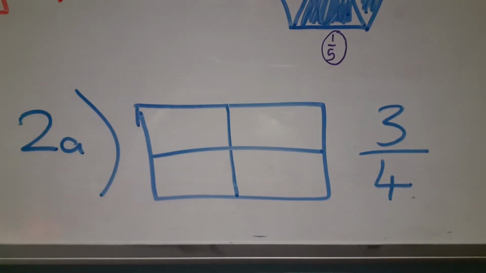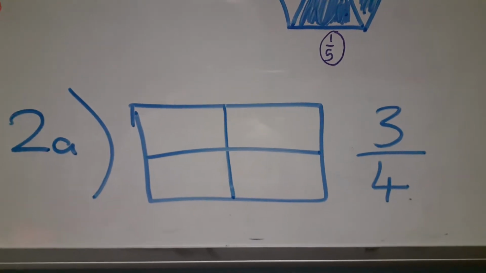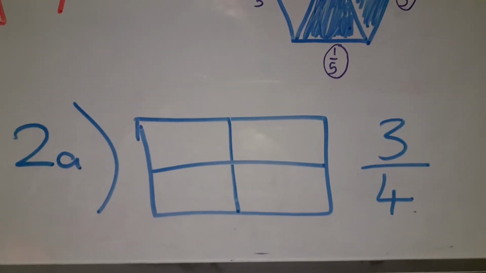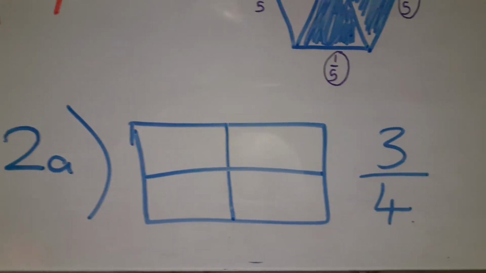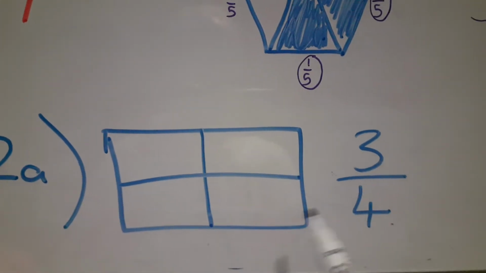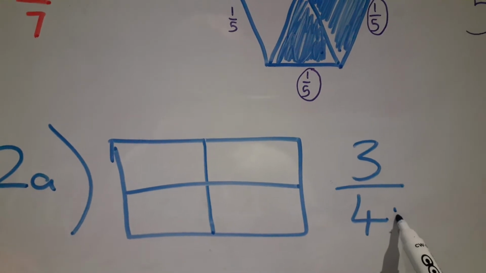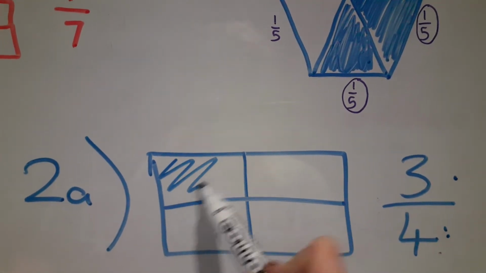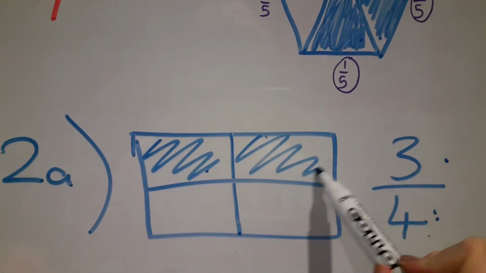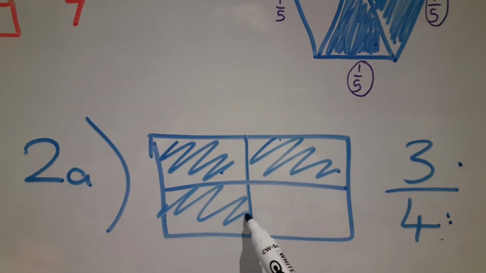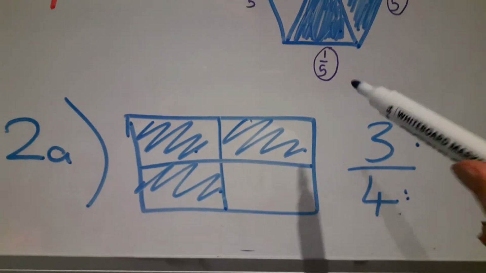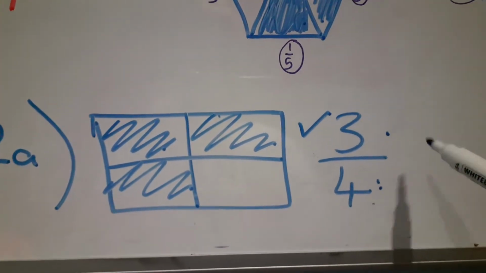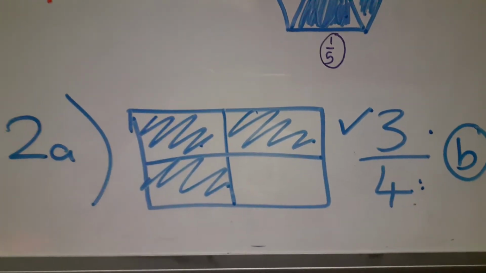So now we have question 2a. Question 2 wants you to color in the fractions. So it's the opposite of what we just did. We already have the shape. So we have 4 blocks. Now we need 3 of them to be colored in. So we color in 3 of them, just like that, and that's your answer. So you're going to try question B for me, please.